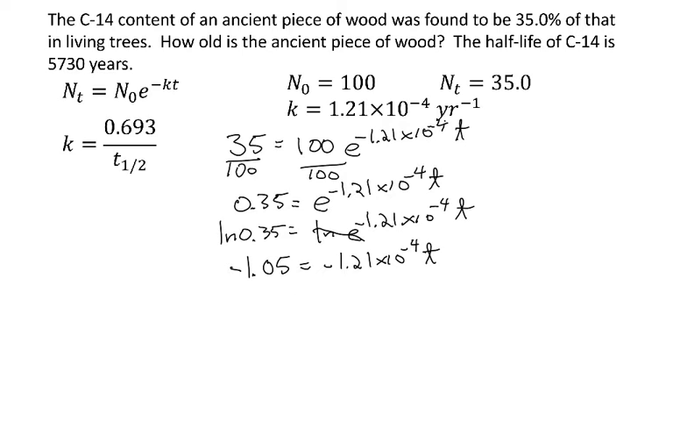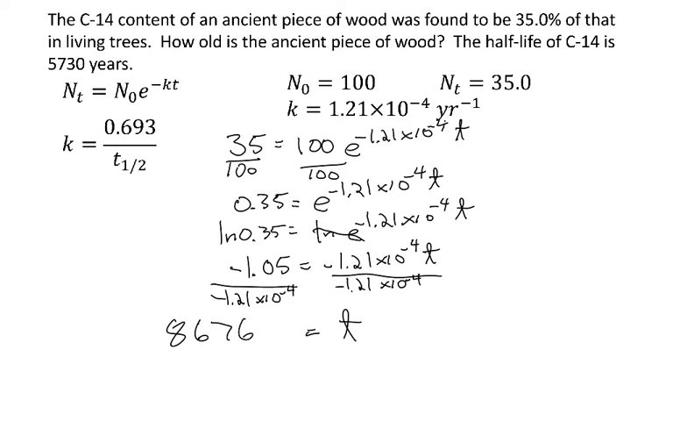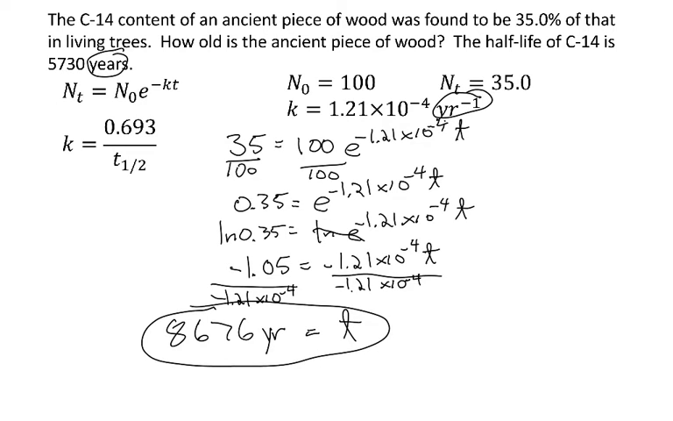All right, and my last step, I'll divide both sides by K. All right, and our final answer for the time is 86.76. Of course, we need to put units on that. And so the half-life was in years, the rate constant was in 1 over years, and so our time will be in years. Okay, and I've got one more example.